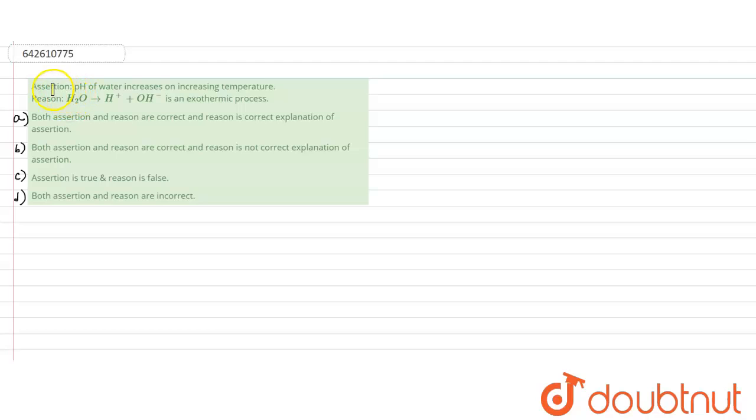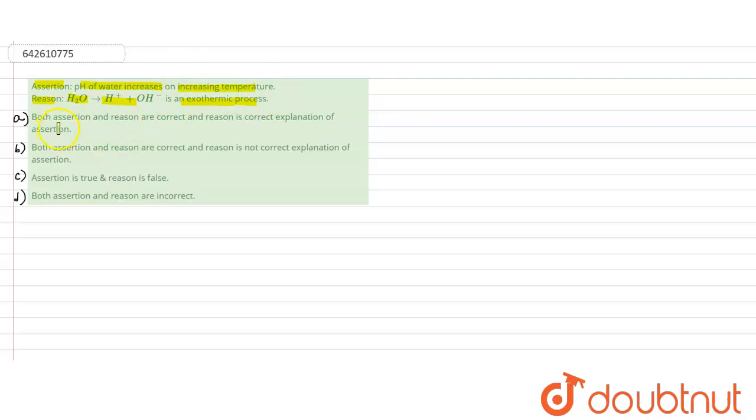Hello. In the question we are given an assertion and a reason. The assertion is that the pH of water increases on increasing temperature. This is statement 1, and the reason is given here: when H2O is dissociated into H positive ion and OH negative ion, it is an exothermic process.